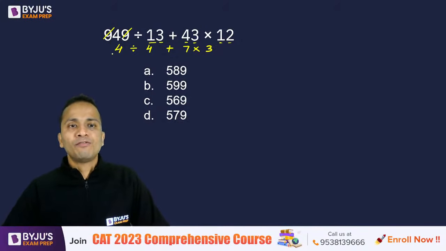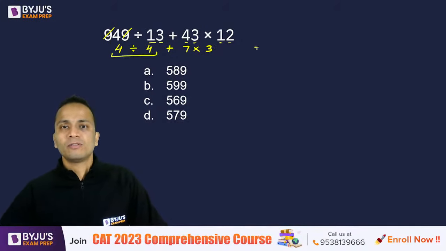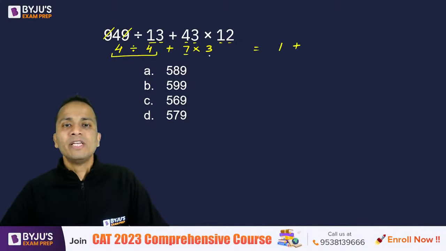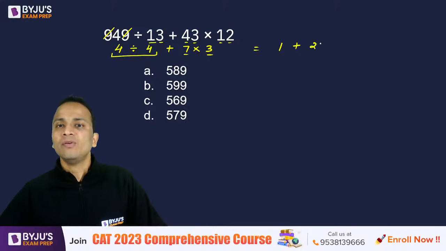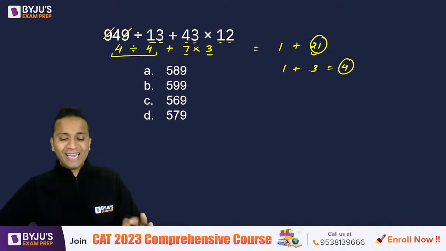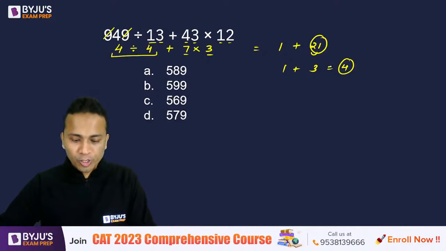Okay. Now 4 divided by 4 is 1, plus 7 into 3 is 21. Now 21 will become 3. So 1 plus 3 will be equal to 4. So a net digital sum of 4 should be obtained.